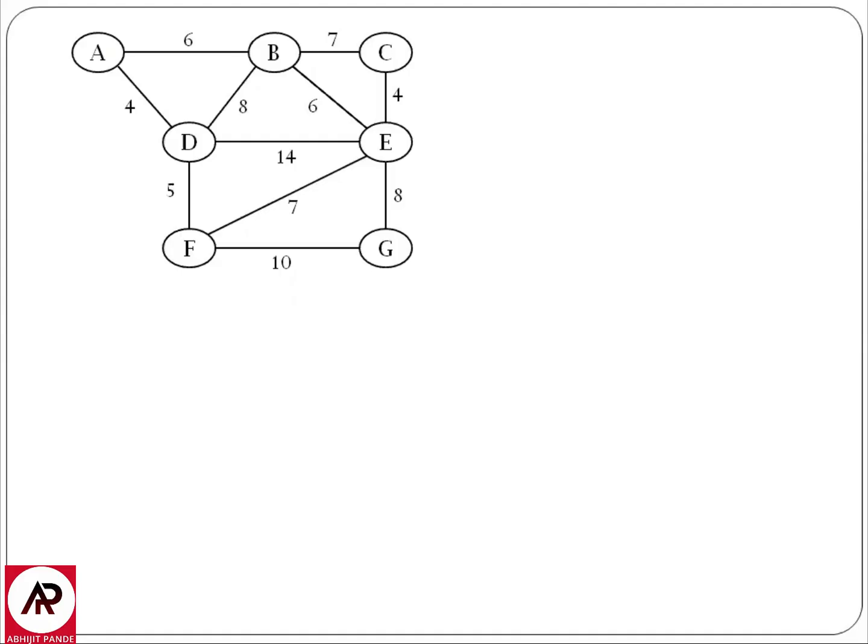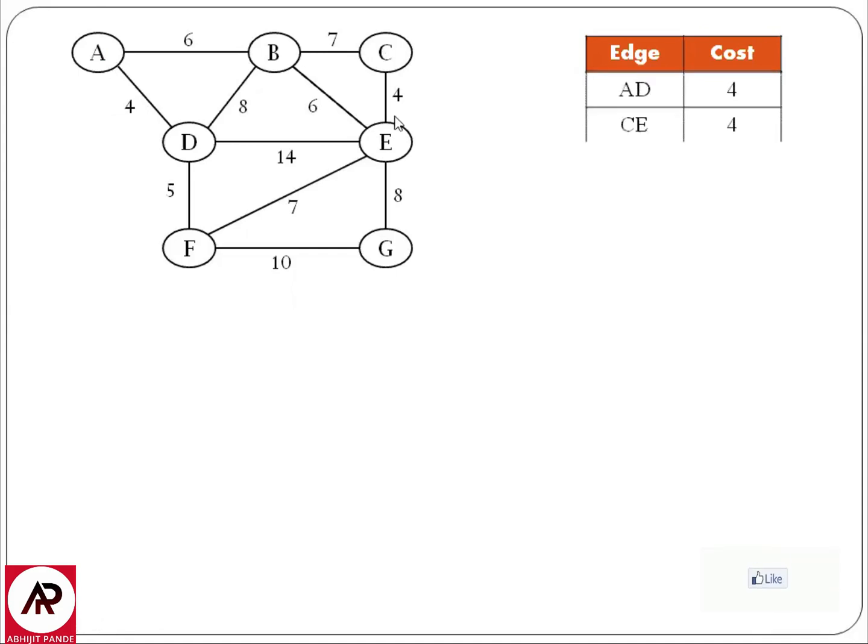Consider a given graph for which we have to draw a minimum spanning tree. Now, the first step is to create a priority queue. As I told you earlier, in Kruskal algorithm, the edges are arranged according to the increasing order of their weight. So here the minimum weight in the overall graph is 4. So we first add the edges having the value 4. There are two edges having cost 4, one is A to D and the second one is CE. So we have added AD having cost 4 and CE having cost 4.